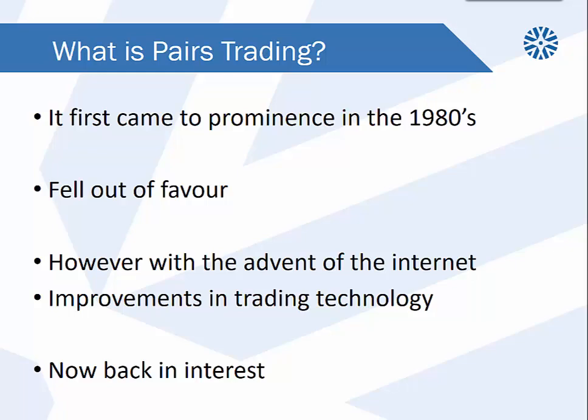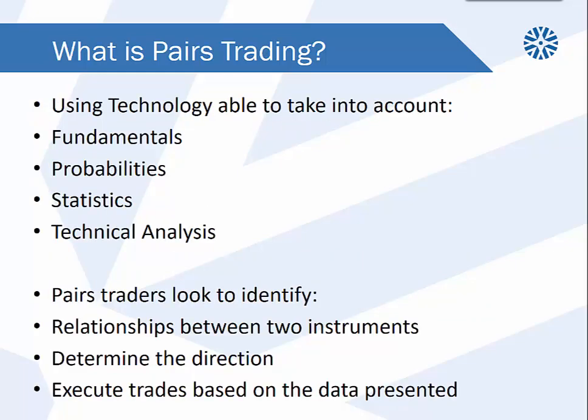And with that capability, pairs trading and the various forms of it is now back in interest. Sometimes you'll hear it under the cover-all name of statistical arbitrage, or stat arb. But invariably, trading technology has allowed traders and the quants of this world to do some fantastically in-depth analysis of particular pairs and use that to develop models which provide profitable trading opportunities. Now we're able to use technology to take into account the fundamentals of a particular instrument, probabilities using things like game theory, a definite understanding of statistics, and elements of technical analysis.